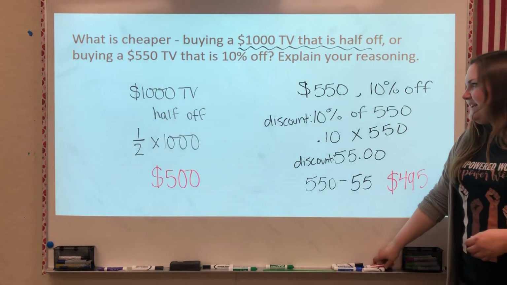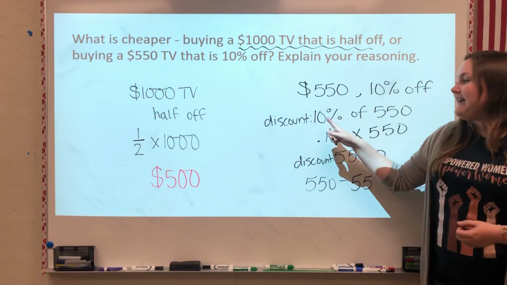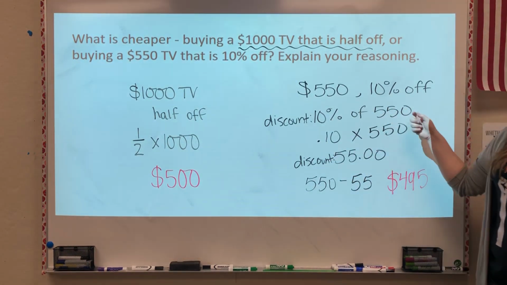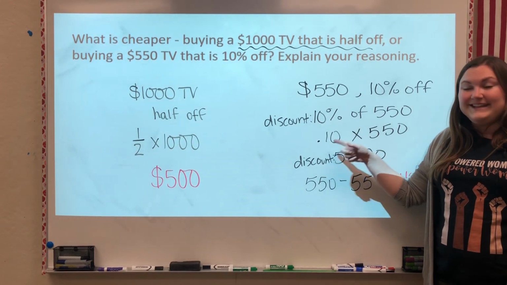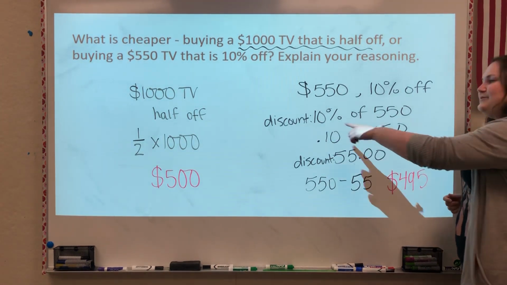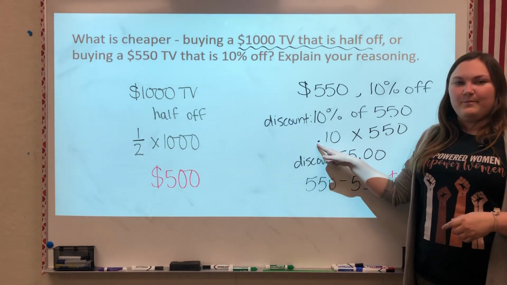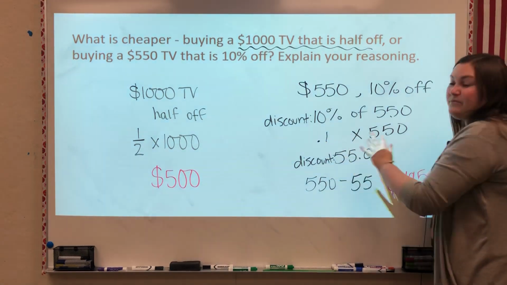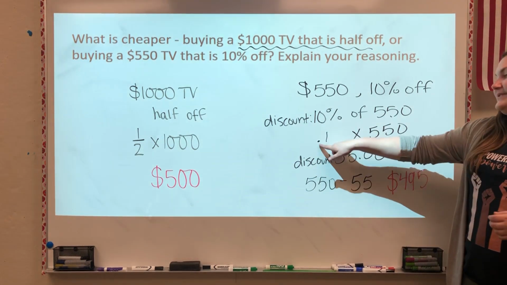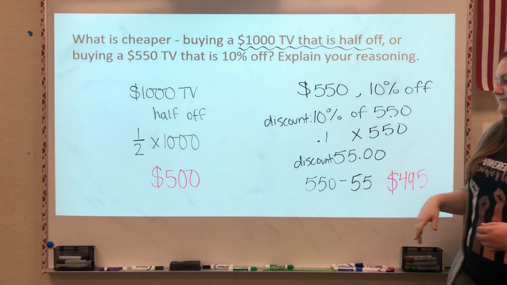The main thing I want to emphasize for this one here is when you are finding a percent of a number, remember you want to change it into a decimal first and then multiply. I didn't do 10 times 550. I had to change that to my decimal form, which is 0.10, or you don't even need that 0 at the end. You could have just used 0.1 and then multiplied the decimal by that original total cost.